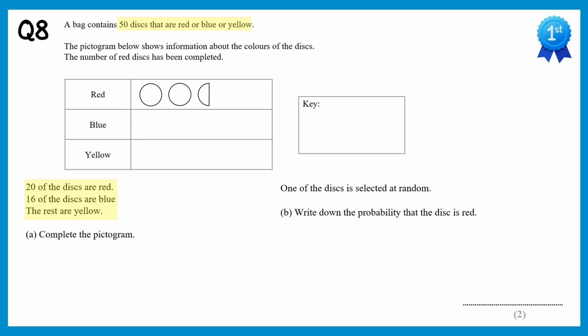So if we add up the discs we already know about, 20 add 16, you get 36, and since there are 50 in total and the rest are yellow, we can do 50 take away 36, which leaves you with 14 yellow.